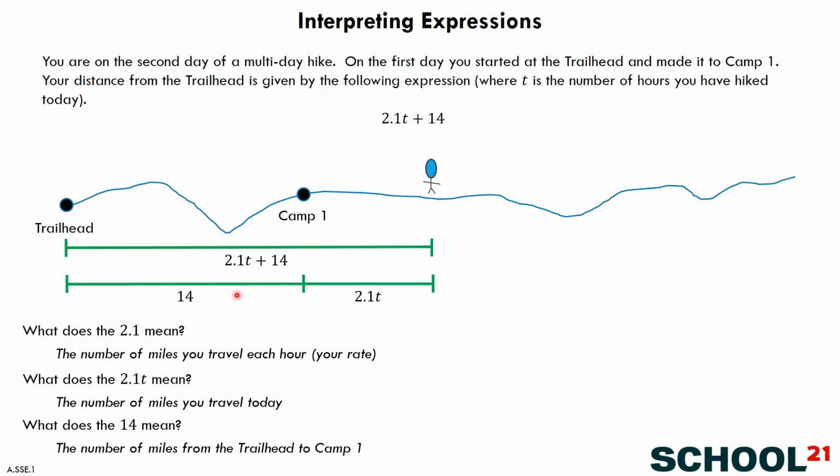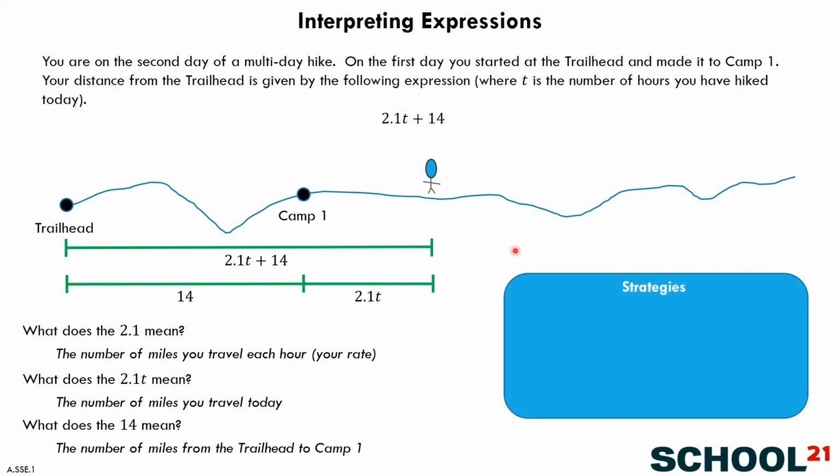Do you see that? So the total distance is the 2.1t plus 14. This part is the 2.1t. This part is the 14. Isn't that cool how an expression has all these different pieces to it? But they only really come alive if you draw a diagram like this. So let's go over our strategies for how to best interpret expressions here. So first thing is draw a picture. Almost always you want to draw a picture. And don't just draw it, label it. Get all of this information on the picture and it'll really help you to understand what's going on with the math. Okay?